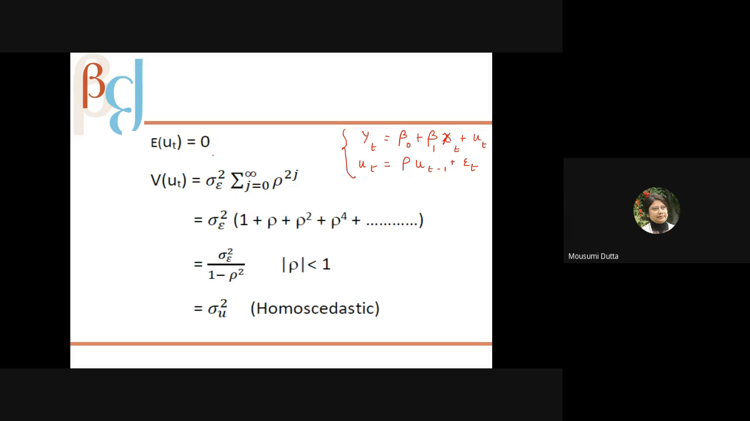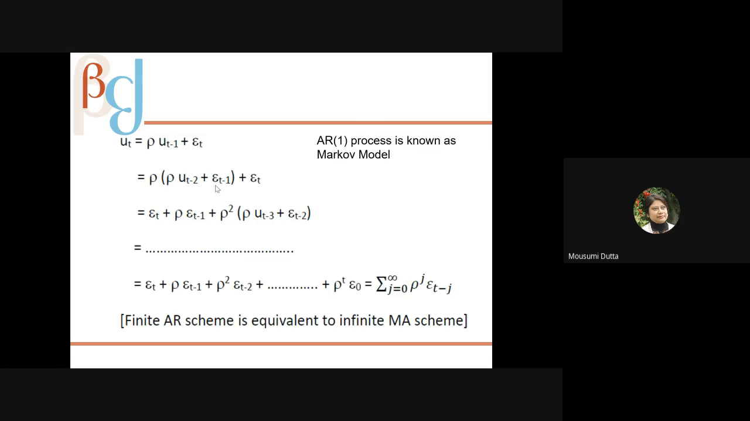Now for this model, expectation of ut is equal to 0. Variance of ut: just look at this one. I have summation j equal to 0 to infinity rho to the power j epsilon t minus j. So if I consider the variance of ut, that will be equal to the variance of this summation. Now, since variance will give us the square terms, it will be rho to the power 2j, and the expectation of epsilon t minus j square, which will give me the variance of this part.